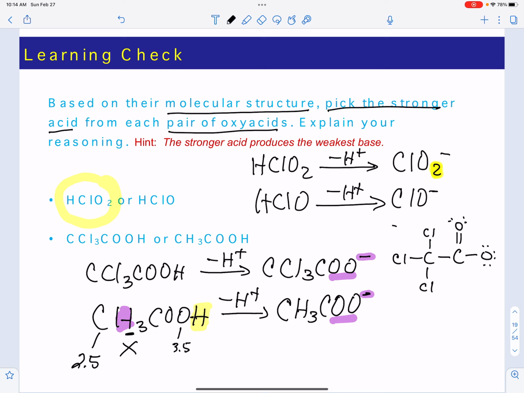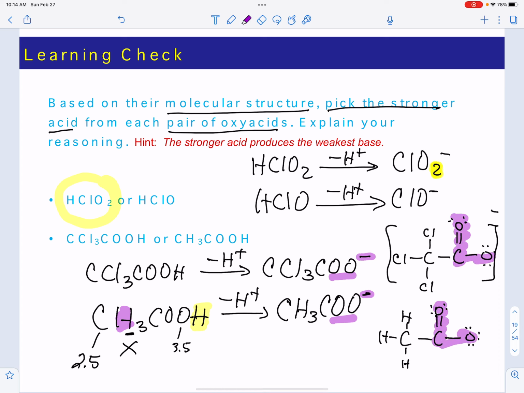On the next one, and this is going to be an ion, right? On the next one I have very similar: carbon double bond oxygen, oxygen with full octet, attached to a carbon that has a hydrogen and a hydrogen. So this part is exactly the same, so that cannot be a factor. The difference is this carbon, because this carbon has chlorine and chlorine, while this carbon has hydrogen and hydrogen.